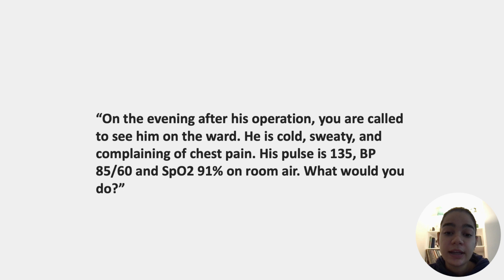So on the evening after his operation, you're called to see this man because he's cold, sweaty, he's complaining of chest pain, and his pulse is 135, BP 85/60, and his oxygen saturation is 91% on room air. What would you do?